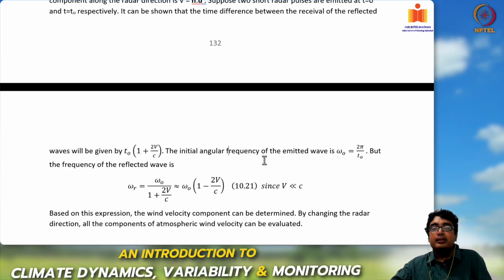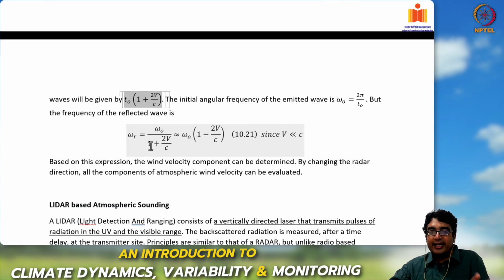Now the initial angular frequency of the emitted wave is omega 0 equals 2 pi by t0. Because the time interval is t0, the angular frequency of the radiation pulses that was emitted is 2 pi by t0. But the reflected pulse will have a different frequency because the time interval is changing. So the angular frequency of the reflected wave, omega r, is omega 0 divided by 1 plus 2v by c. Since v by c is a very small value, we can do a binomial expansion and say this is almost equal to omega 0 into 1 minus 2v by c.